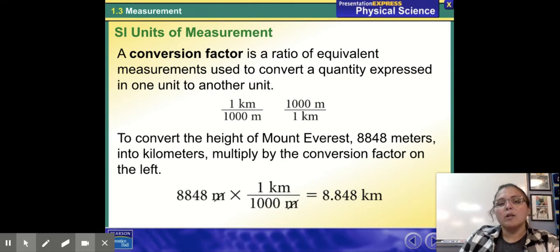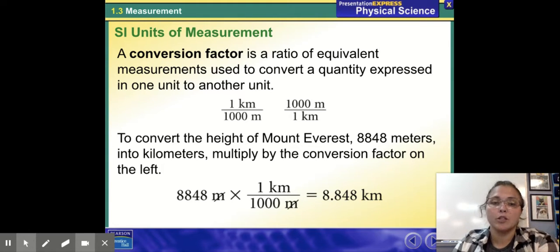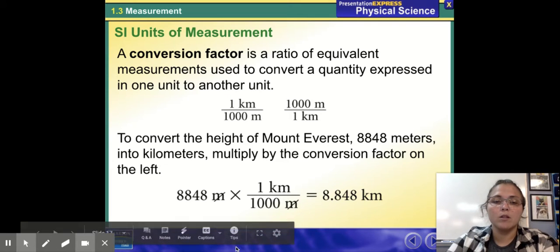And so when we're converting, we can use what's called a conversion factor. And a conversion factor is a ratio of equivalent measurements that are used to convert a quantity expressed in one unit to another unit. To convert the height of Mount Everest, which is 8,848 meters, into kilometers, we could multiply that by a conversion factor. And here is an example.